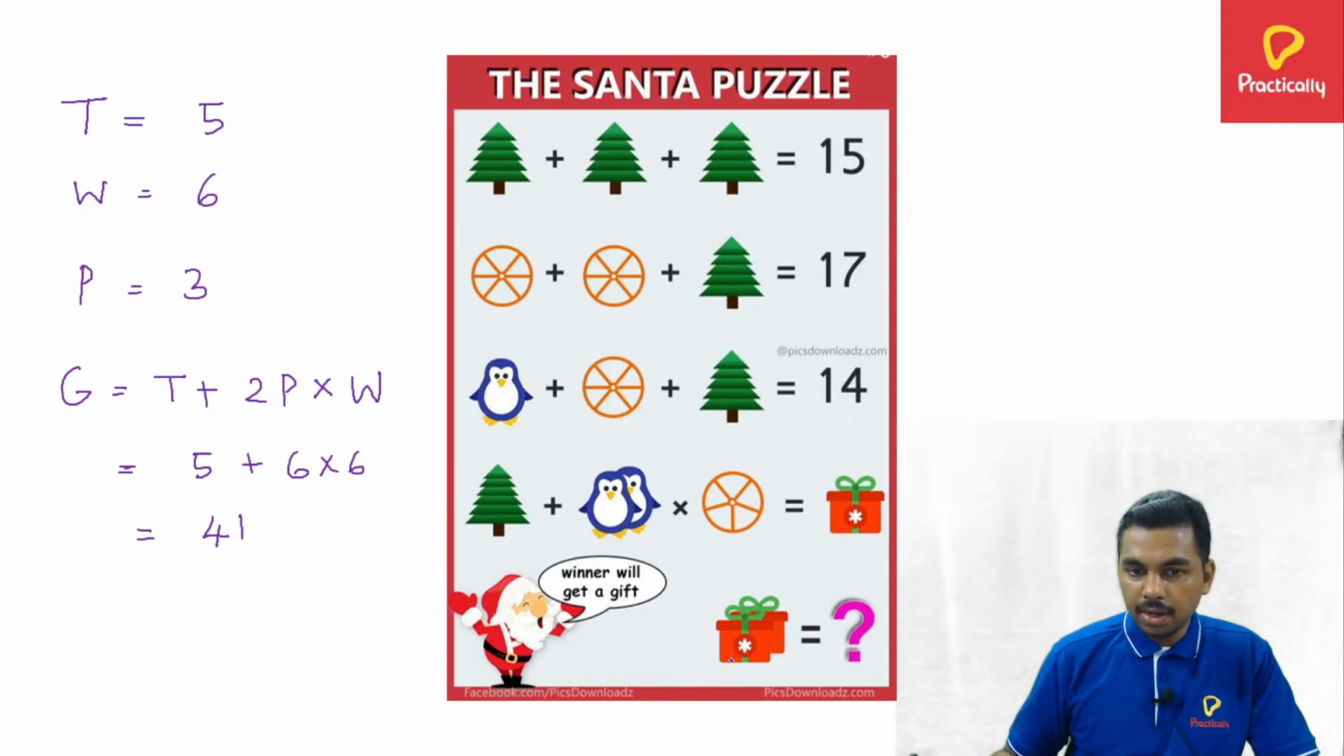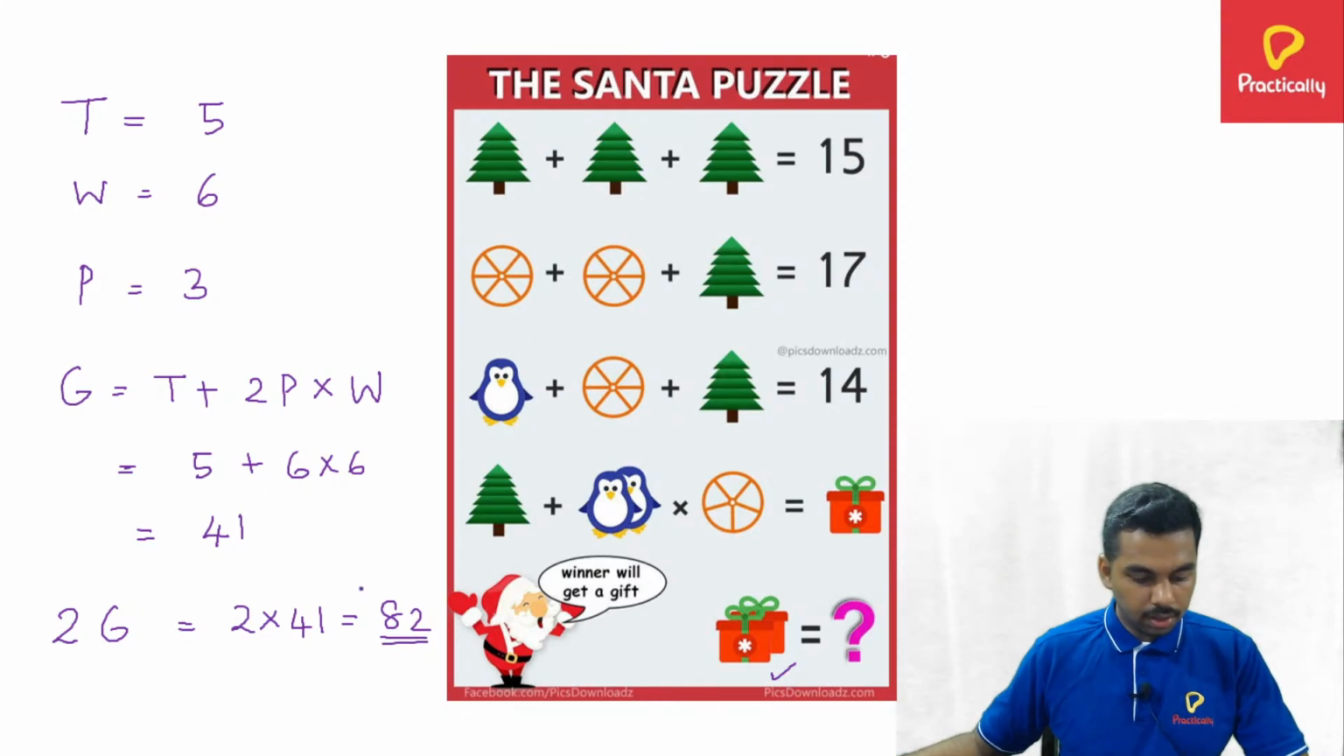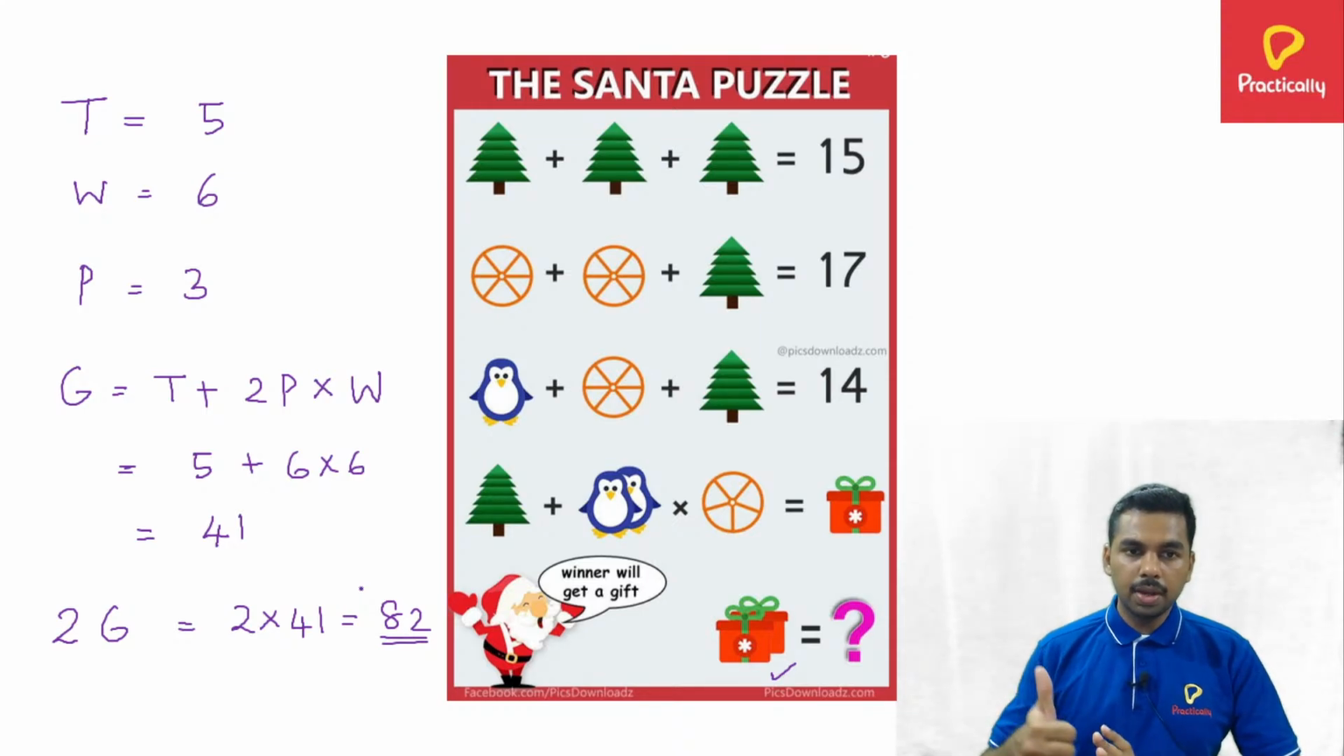So in the final thing, we have to find the value of two gifts. So 2G equal to 2 times 41, or the answer is 82. All right. So is this fine?